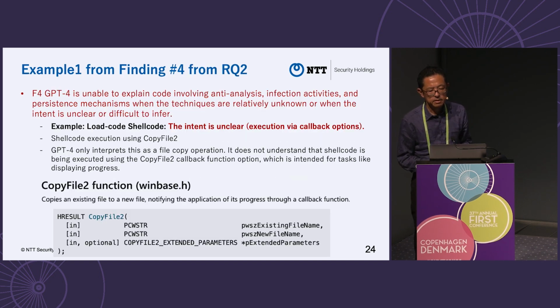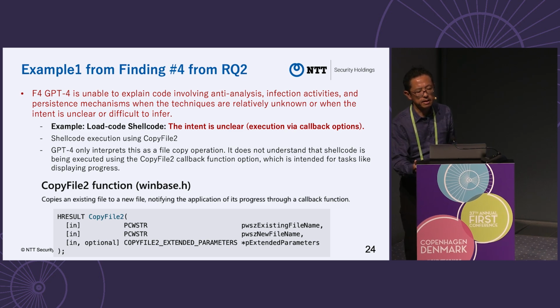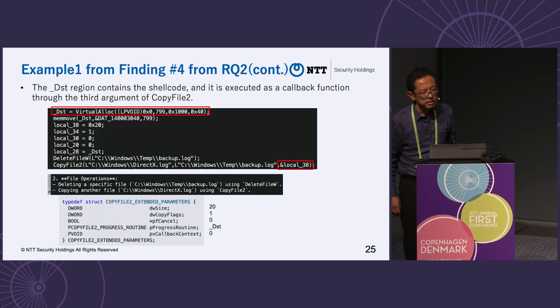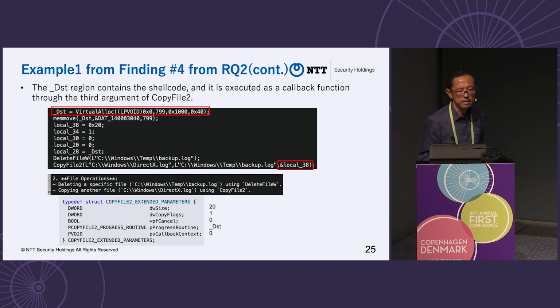This is the example from finding 4. The Windows CopyFileEx function has an optional parameter, such as one that displays progress. GPT-4 only interprets this as a file copy operation. It does not understand that shellcode is being executed using CopyFileEx. Actually, this region contains the shellcode, and it is executed as a callback function through the third argument of CopyFileEx.